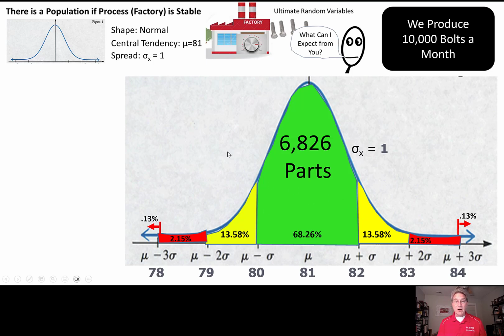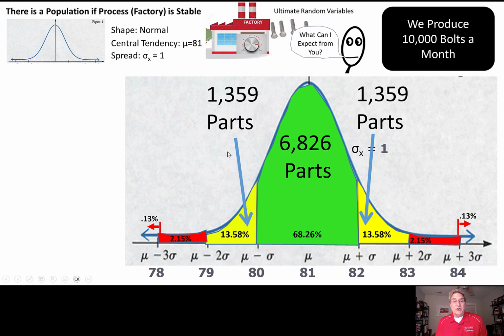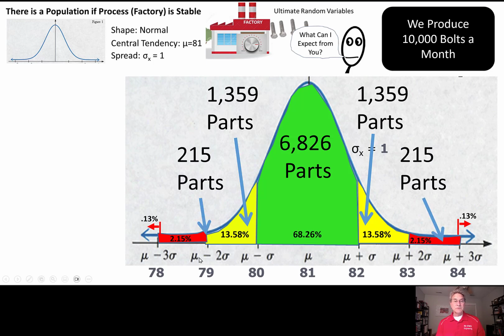How about the yellow? We're going to have 1,359, either between 79 and 80 or 82 and 83. And then our red area, we're going to have 215 parts down here between 78 and 79. Now, how many are we going to have on the outside below 78? We're going to have 13 parts.